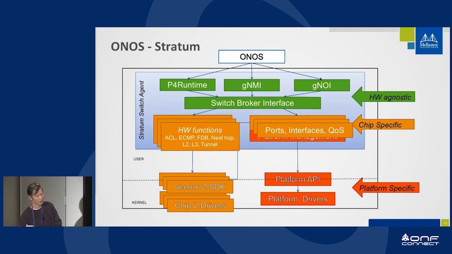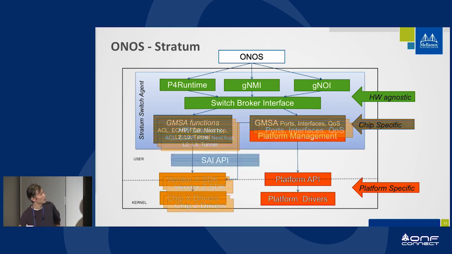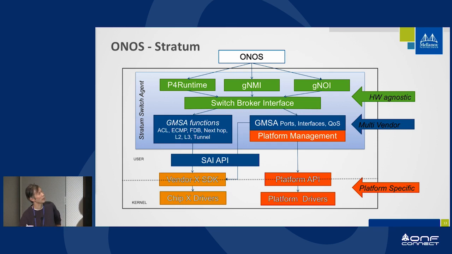So the difference between this and using a common pipeline and a generic target would be with the blue. We replaced that implementation with generic functions, support for the basic, we can call them legacy, ACL, ECMP, FIB, next hop, L2 tunnels, things like that. Ports, interfaces, QoS, and those would all go through the SAI APIs.